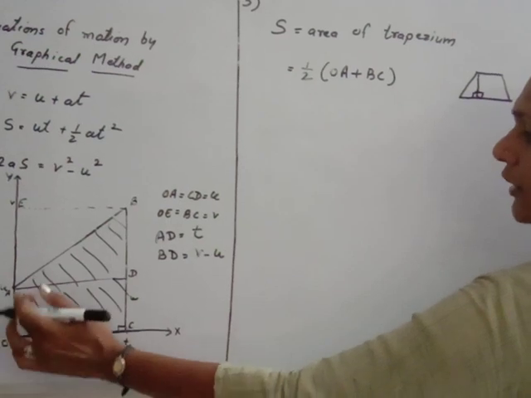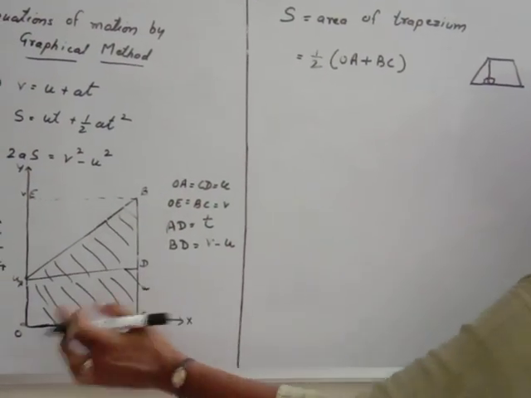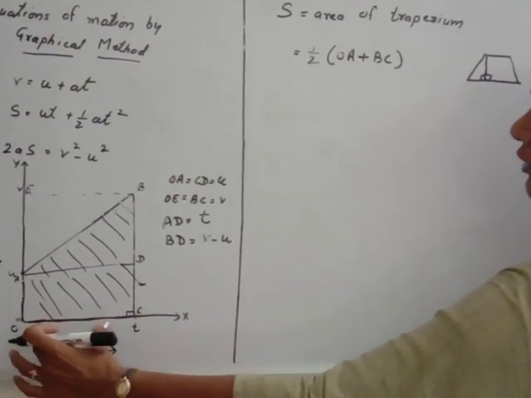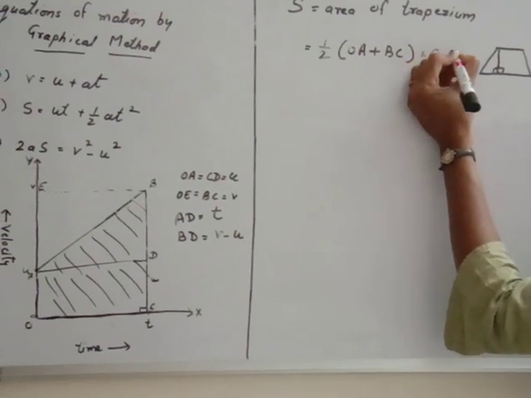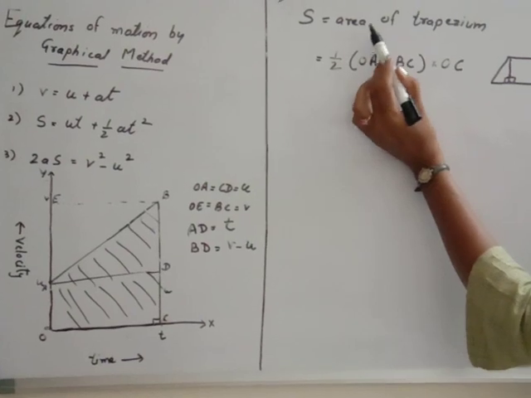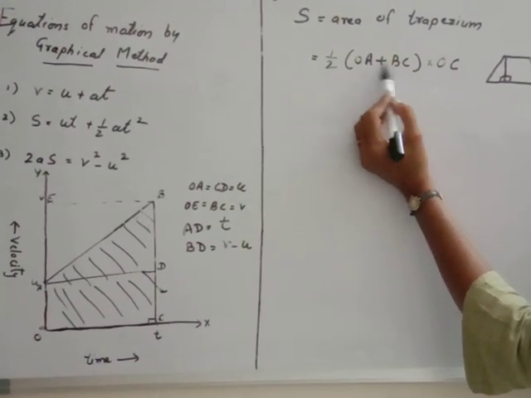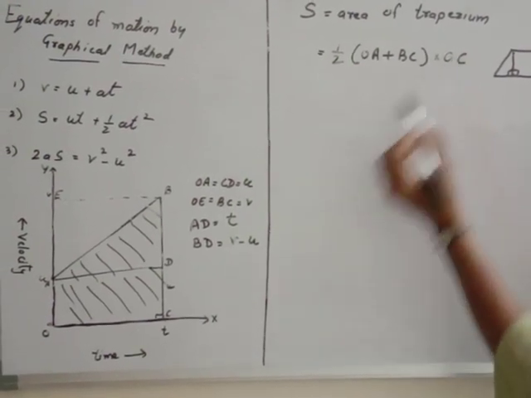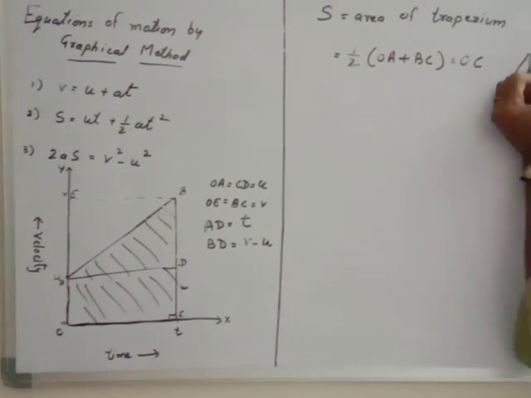So AO plus BC into OC. OC is the perpendicular. OC is the altitude. So I will write OC. So this is the formula for finding the area of a trapezium. Half into the sum of the two sides which are parallel into the altitude. Here the altitude is OC. Here the altitude is this line.